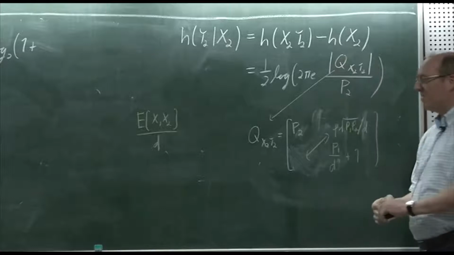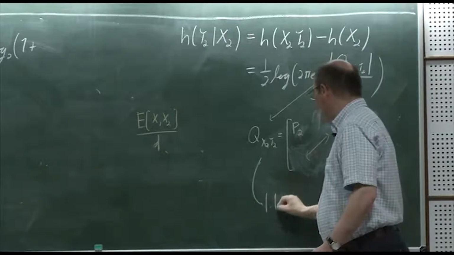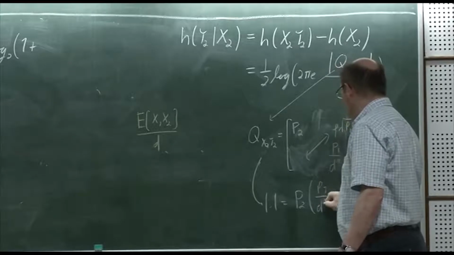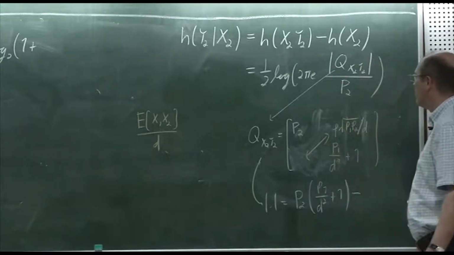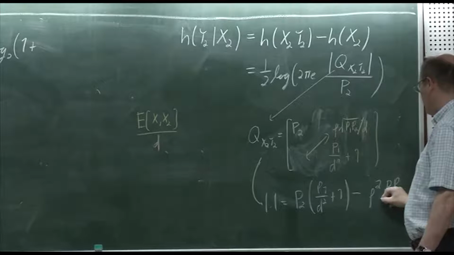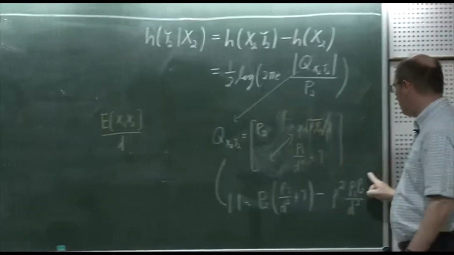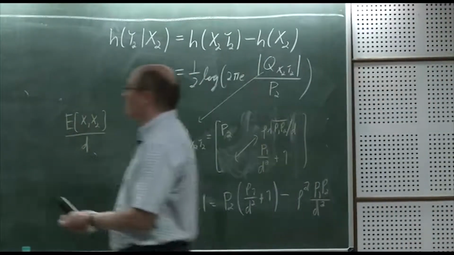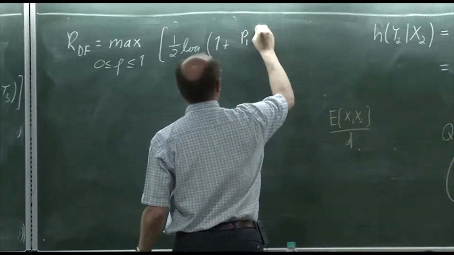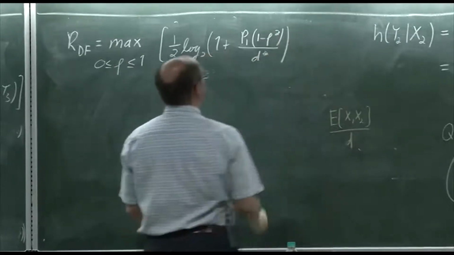Okay, now, if we hopefully got it right, we have to do the subtraction. So if we now do the determinant, what do we get? We get P2 (P1 by D squared plus 1) minus rho squared P1 P2 by D squared, right? So the P2 at the bottom will cancel these P2, so I'll get P1 (1 minus rho squared) over D squared. So it's going to be P1 (1 minus rho squared) over D squared. That's the first one, right?